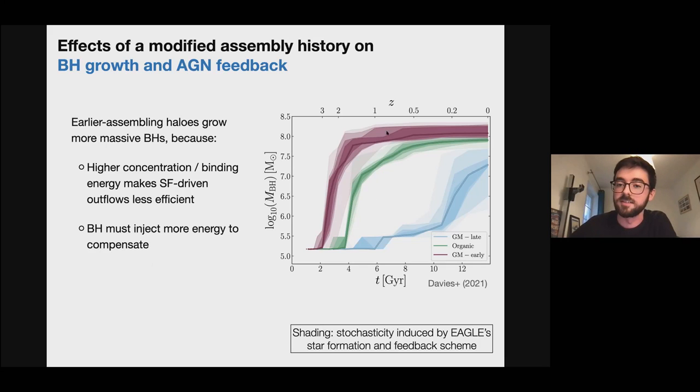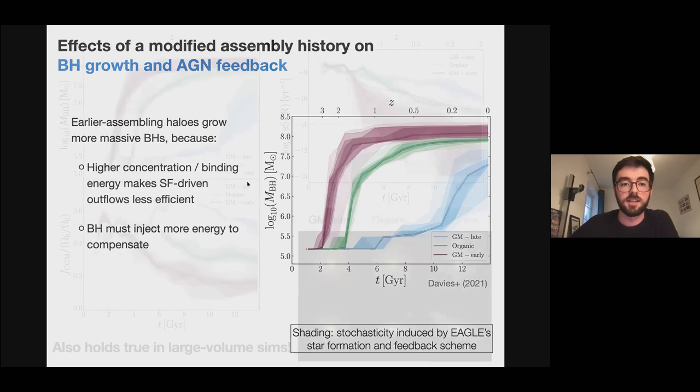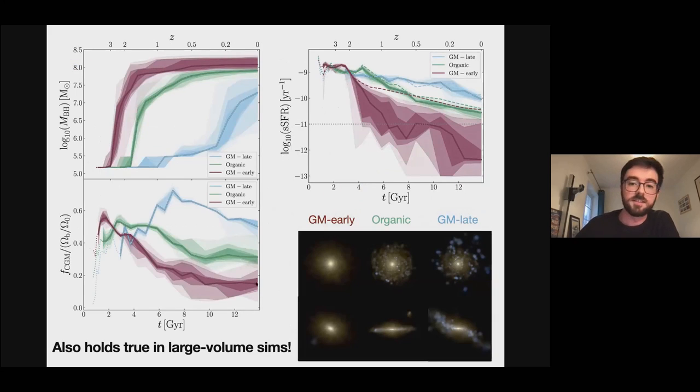So the shading here is that there's actually 9 realizations of each of these histories. And we do this because the feedback in Eagle is stochastic. So if you're looking at one system, you have to resimulate it a bunch of times to get the real answer, essentially. Okay, so what happens to the system? So there's a lot of plots here, but I'll just give you the highlights.